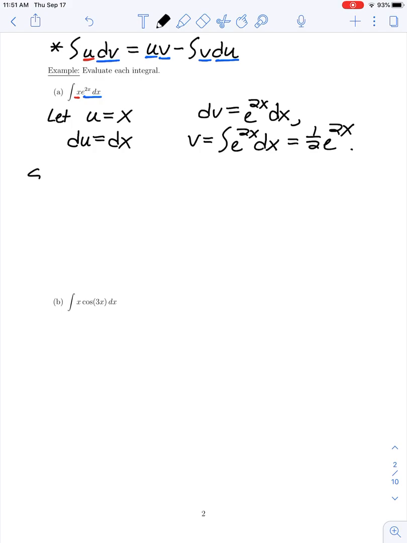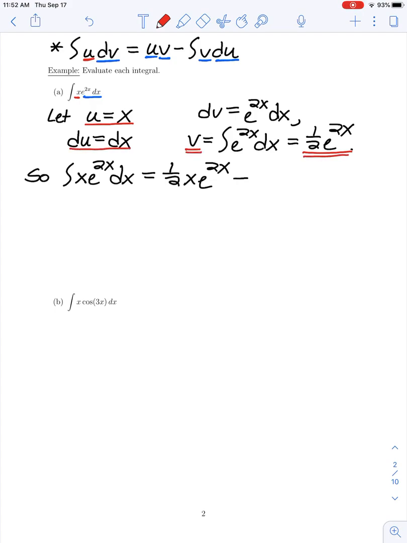So applying our integration by parts formula, the integral of x times e to the 2x dx, which is the integral of u dv, is equal to u times v. So let's start by taking the product of u and v. Multiplying these two terms, we have 1/2 x e to the 2x power. And then we are subtracting the integral of v times du.